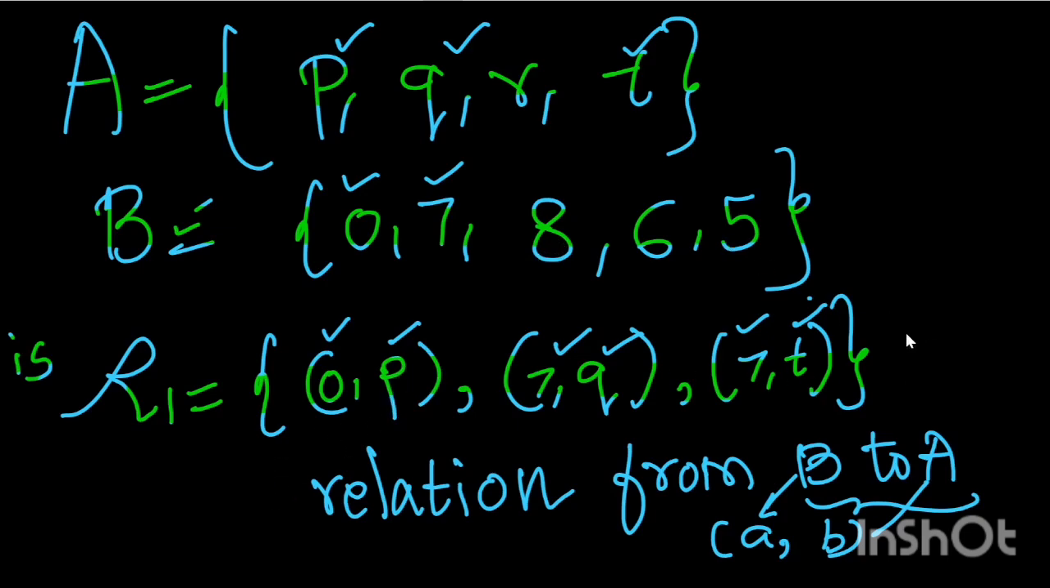If you calculate B cross A, however it's not required, it would be a subset of B cross A, because the first element 0, 7 is a part of B, and the second element PQT is a subset of set A. So we can also say that a relation is a subset of A cross B. So the first element set is a subset of A, and the second element set is a subset of B. That way also we need to understand.